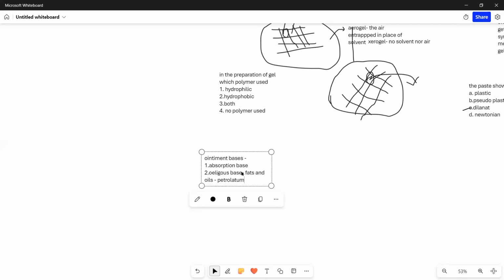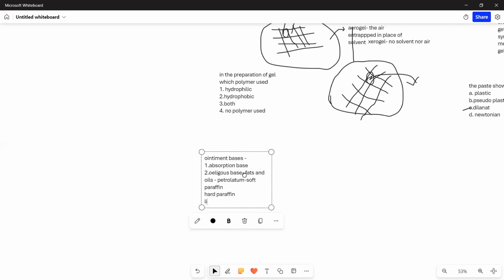Soft paraffin. Great, guys. It's also known as soft petrolatum. Here you have to remember the other names also, because these are possible questions which can be asked. Next, we can also use hard paraffin and liquid paraffin.